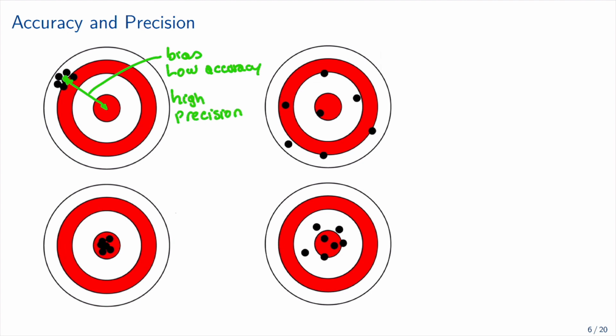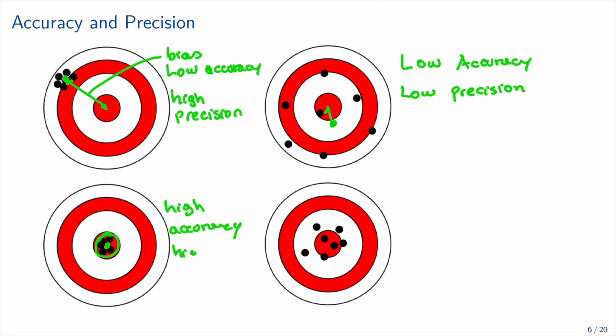In the second case, we can observe that the points are very sparse and the mean of these points is located also at some distance from the target, so it has neither high accuracy nor high precision. So in this case it is low accuracy and low precision. The next case is very accurate and very precise. So it's high accuracy and high precision.